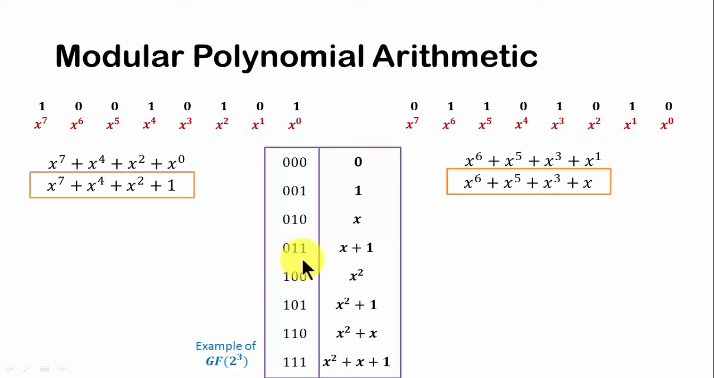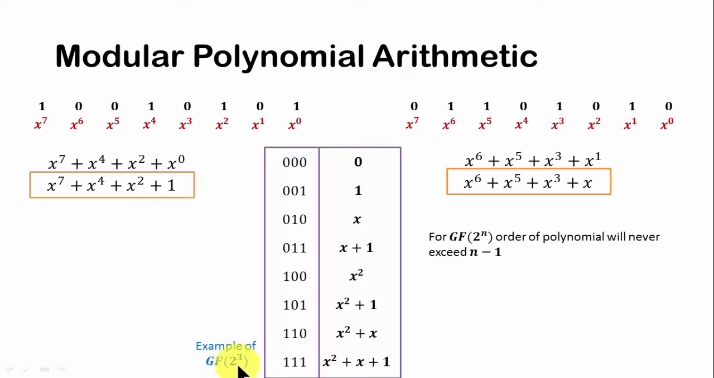Here you have x0 plus x, then here you have x0, x1 and x2, so x to the power 2, as a result x square, and similarly x square plus 1, x square plus x, and x square plus x plus 1, right? For GF 2 raised to the power n in general, the order of the polynomial will never exceed n minus 1.